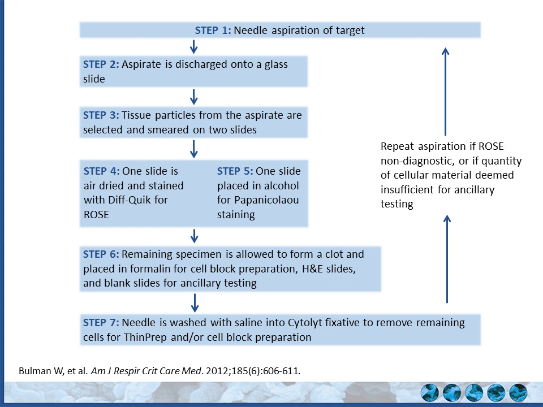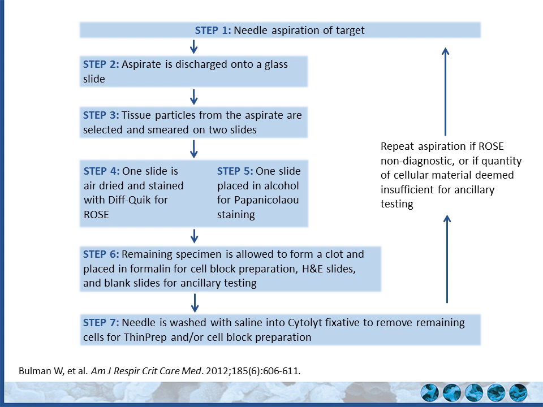The aspirate is discharged onto a glass slide. You literally squirt it onto the slide, and then the tissue particles from the aspirate are selected and smeared on two slides. One slide is air dried and stained with Diff-Quik, and that's used for the ROSE procedure. The other slide is placed in alcohol, and that's used for Papanicolaou staining. The purpose of doing those different stains is they have different properties, and it makes it easier sometimes for the pathologist to see one lesion versus the other.